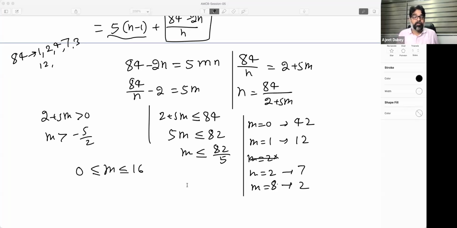2, 7, 12, 42. These 4 values will satisfy, because 9 will not satisfy, because 9 is a factor of 3. Any other value cannot satisfy. So these are the possible values. The way they will ask you the question is to find the sum of all possible natural numbers. They will ask you the sum of these numbers.